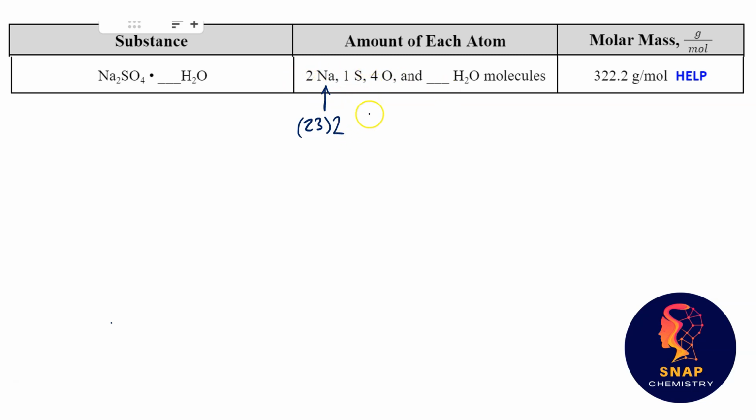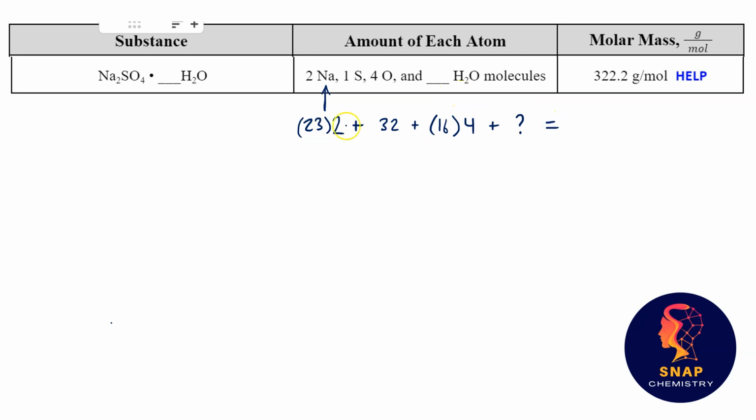So 23 times 2 for the sodiums, plus sulfur's molar mass is 32, and there's just one of those because there's 1 sulfur. Oxygen's molar mass is 16, and I'm rounding these because oxygen is essentially 15.99, so essentially 16. But 16 times 4 for those 4 oxygens. And there's this mystery piece, right? This part of it that I don't know, which is the water molecules.